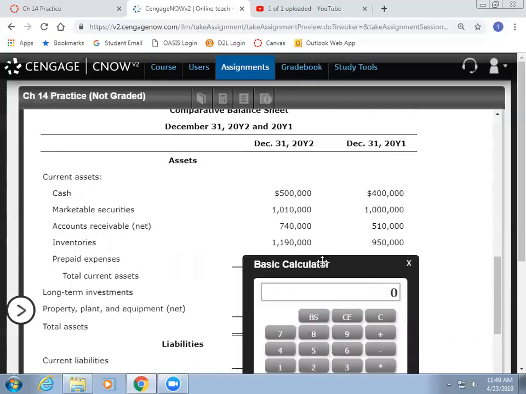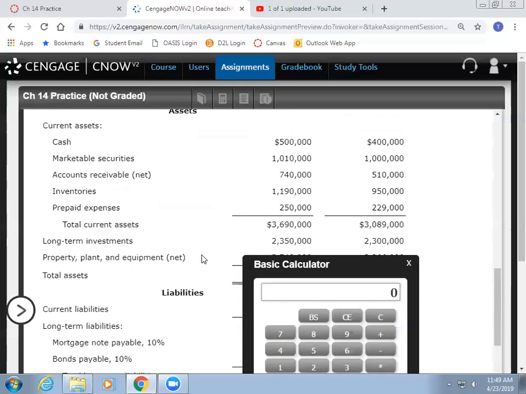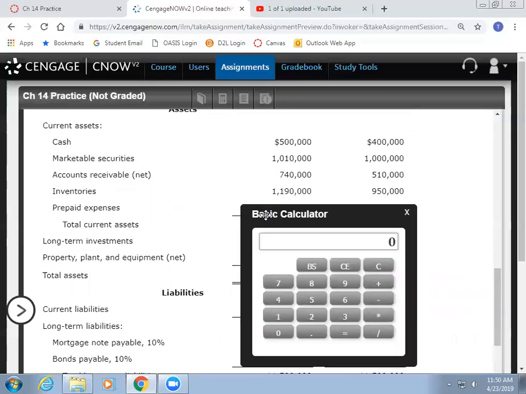Okay, so here I would look at my inventories. I would need to average those first. So 1,190,000 plus 950,000 divided by 2. My average inventory is 1,070,000. Okay. And we're just going to take cost of goods sold and divide it by that. Well, where would I find cost of goods sold? What statement?